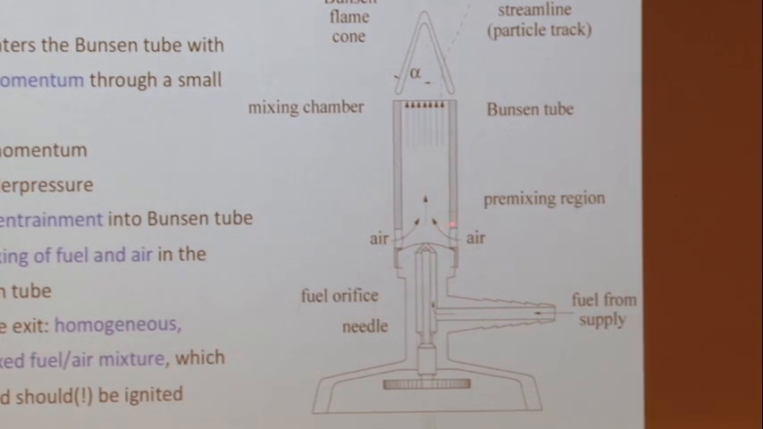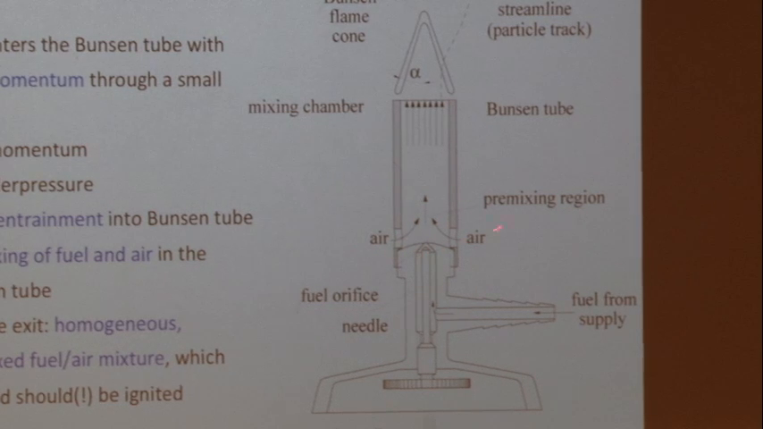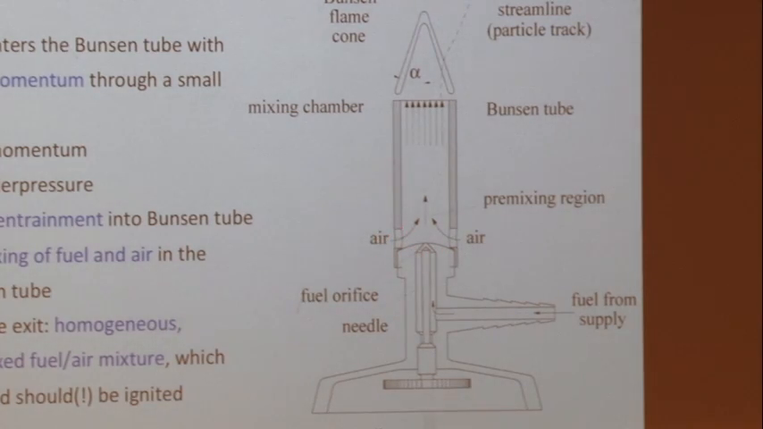You can then close here with this little wheel. You can close the airstream. Typically in a Bunsen burner you can also close these air holes, and then you just get a diffusion flame like what I showed you here.